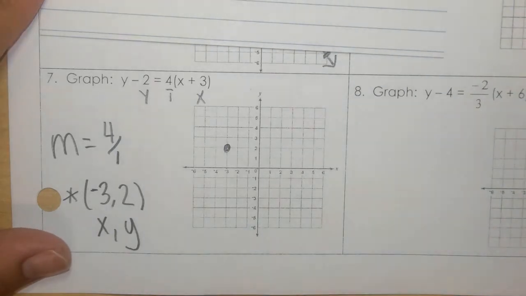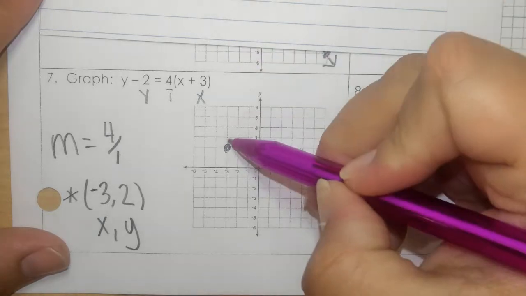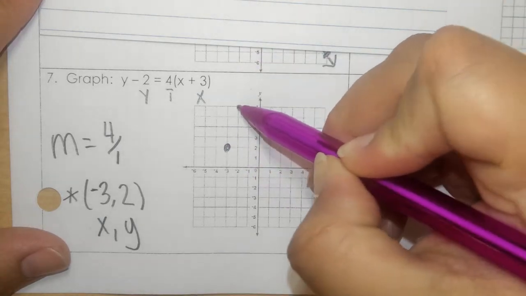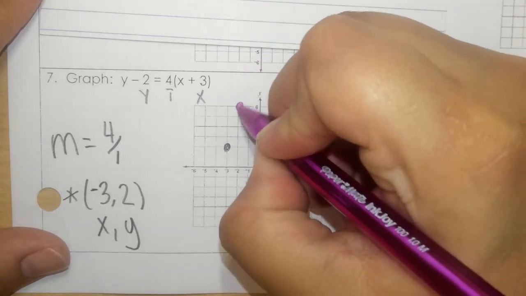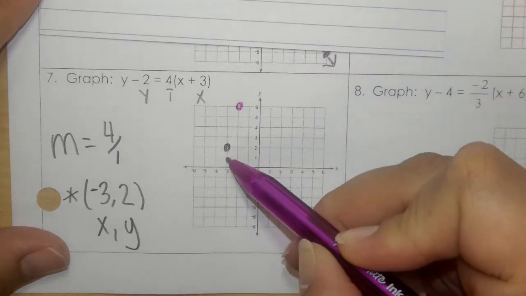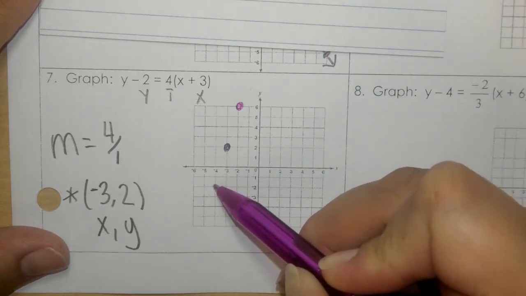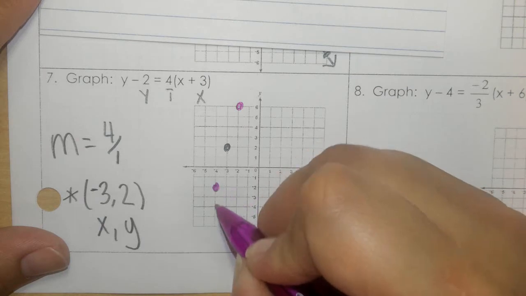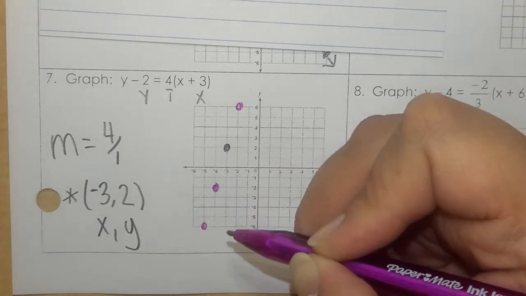And then I need to graph my slope. So I'm going to rise 4, run to the right 1. I'm also going to go down 4, left 1, and draw my line.